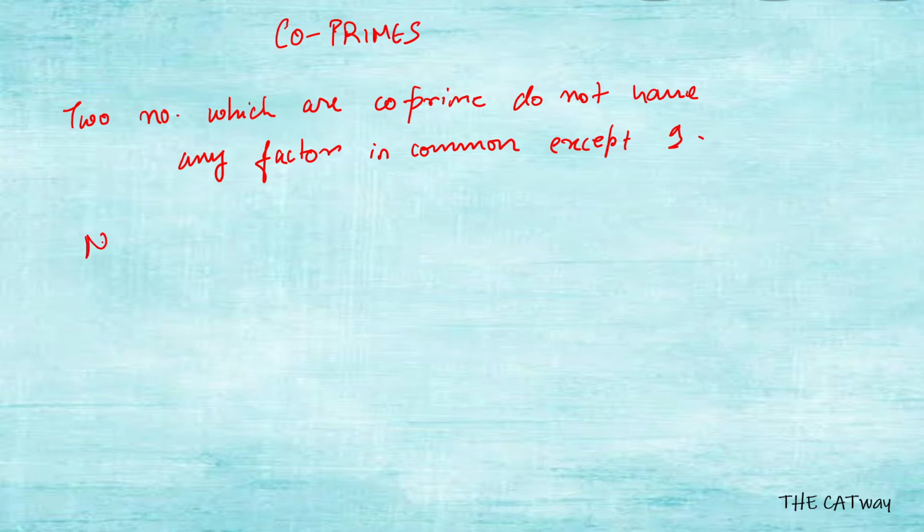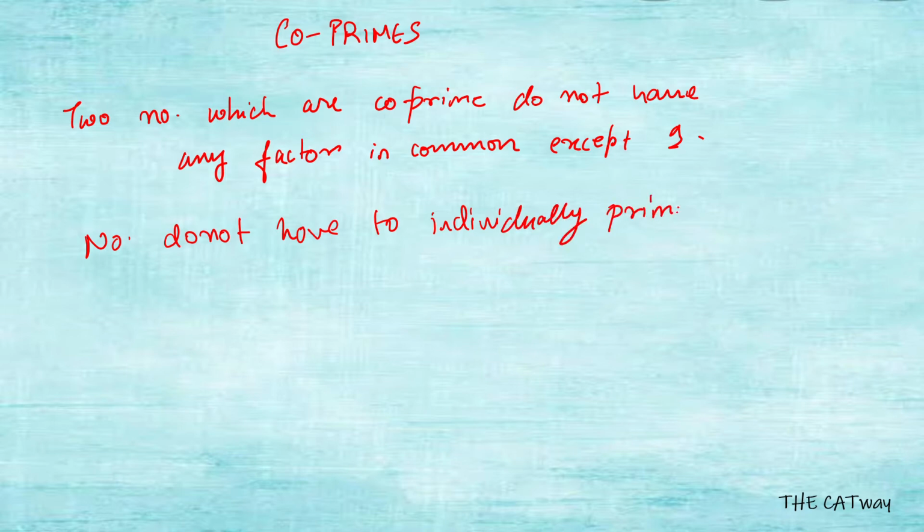Acha, numbers do not have to be individually primes. Okay, so these are the two conditions which you have to meet for a number to be co-prime.